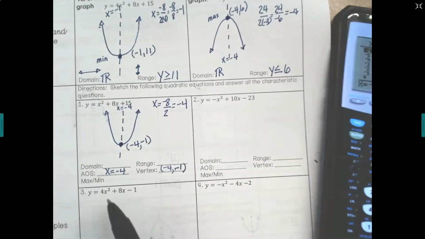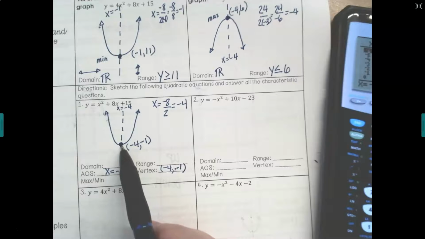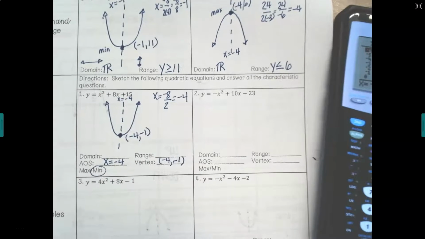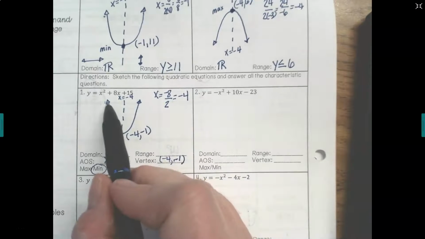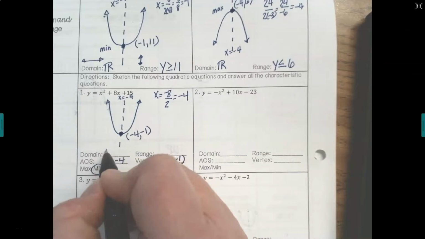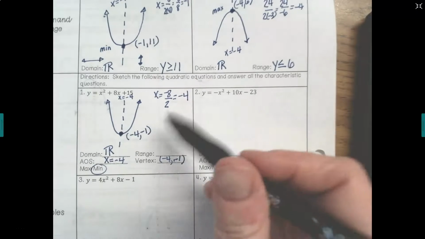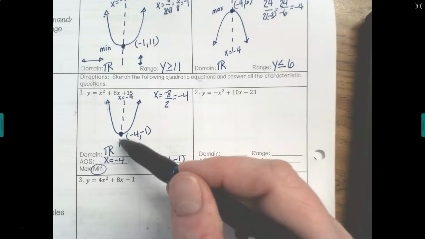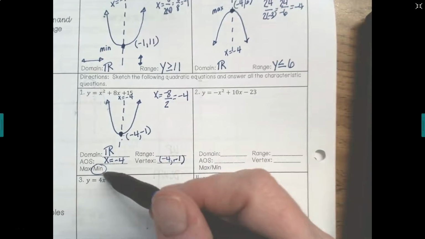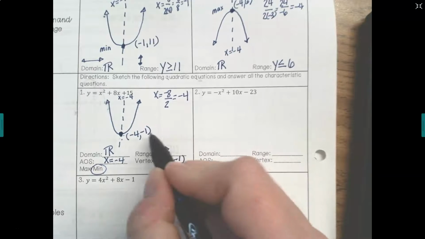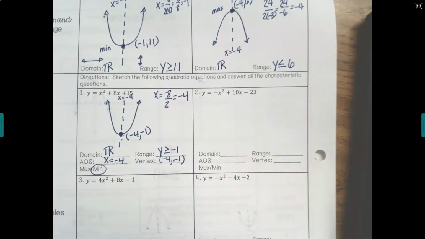What else do I know? I know that my vertex is on the bottom of the graph. That makes it a minimum. For my domain, we're never stopping going left or right because there's arrows there, so that makes that all real numbers. And my range, here's my vertex. My entire graph is above. Nothing goes below the vertex because the vertex in this case is a minimum. It's the very lowest point. So all of my y values are greater than or equal to negative 1.